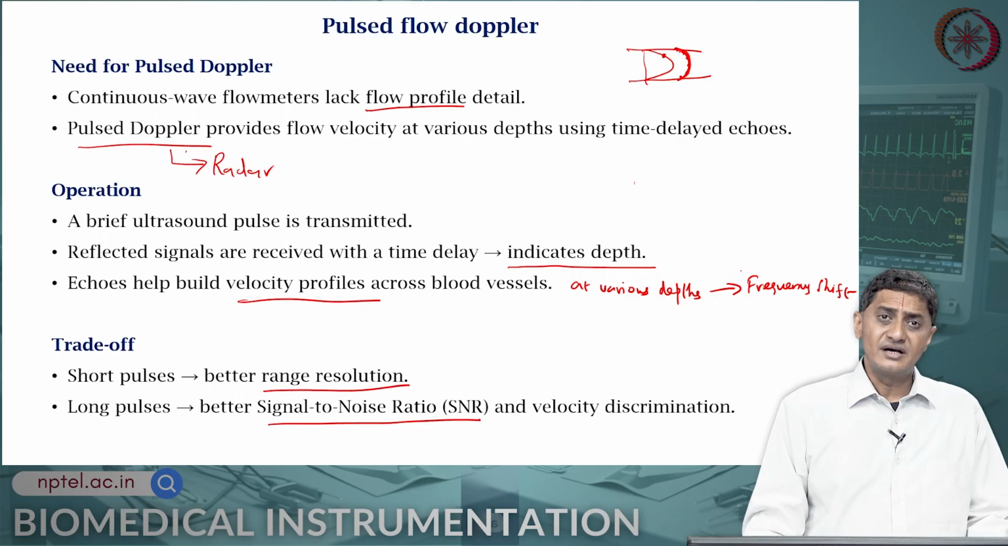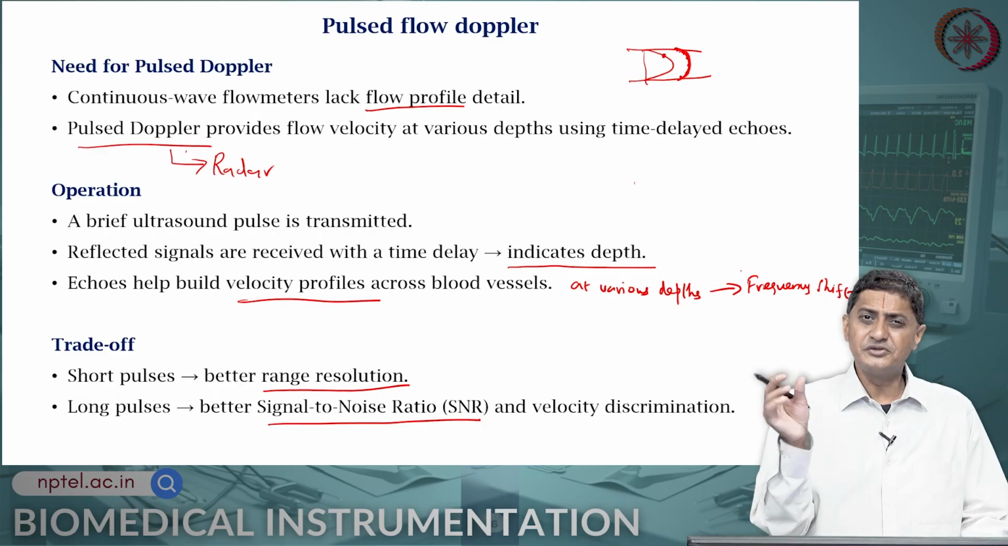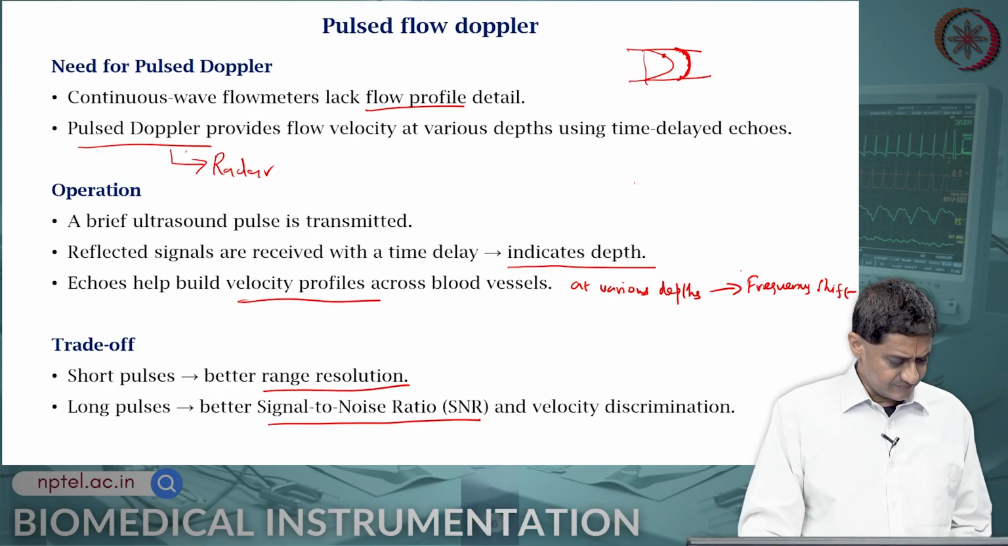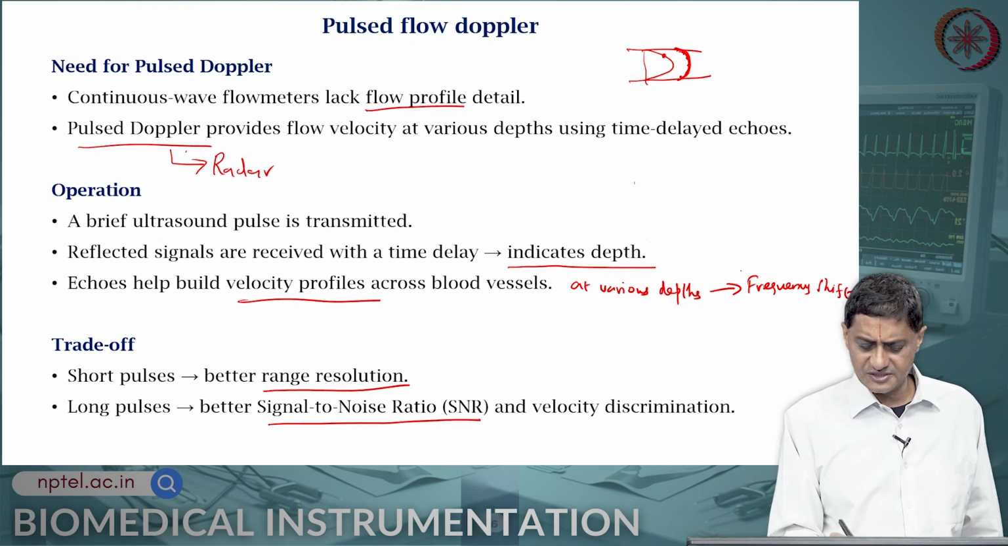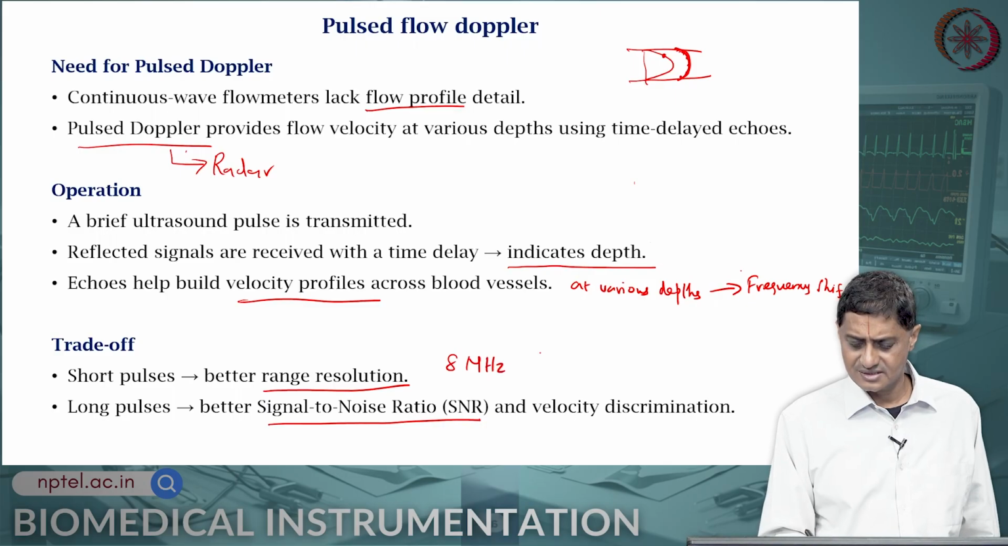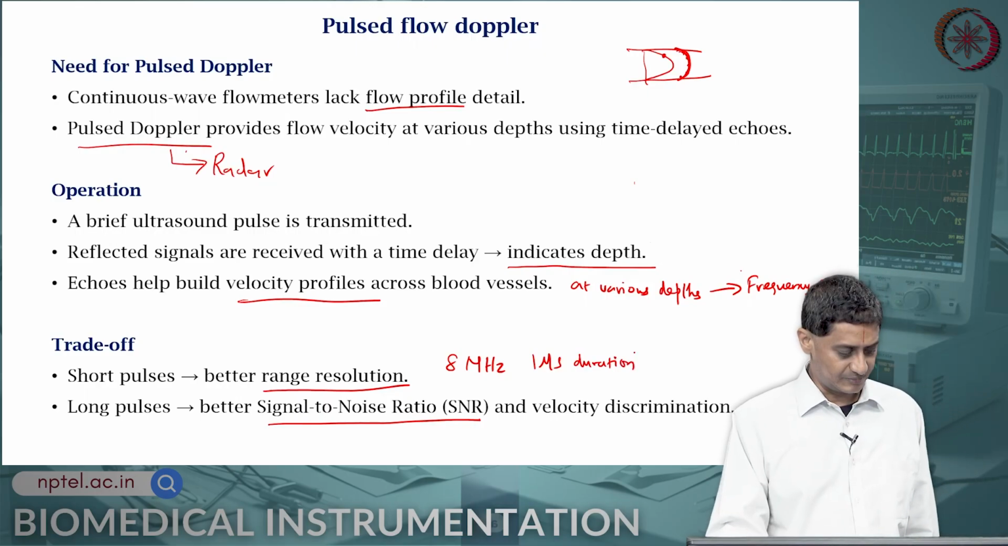Short pulses provide high range resolution and long pulses provide better signal to noise ratio and ability to discriminate small velocities. It turns out that there is a sweet spot between the two, and that sweet spot has been known to be the 8 megahertz signal for a duration of 1 microsecond. Well, 1 microsecond duration. Okay, we will discuss that in a little bit.